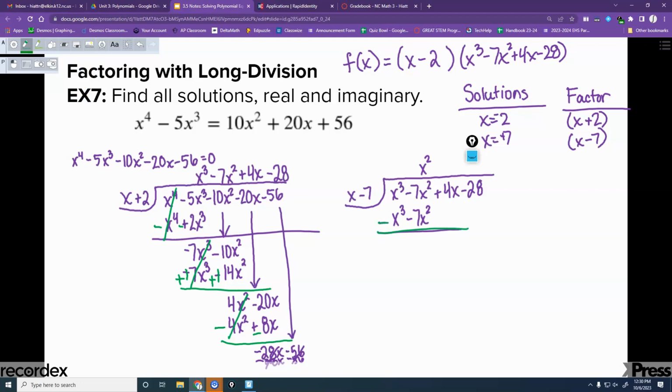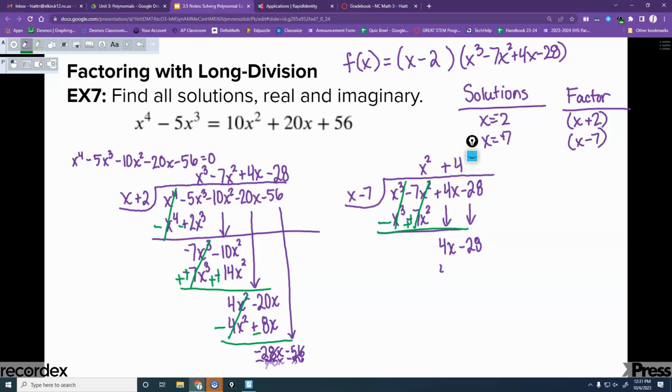I'm subtracting here, that goes away. I'm subtracting here, which becomes like a positive. This also goes away this time. So, I'm just going to have to bring down the next stuff because I can't really bring down anything here. I got 4x minus 28. I'll bring those down. What times x would give me 4x? 4. So I got plus 4.